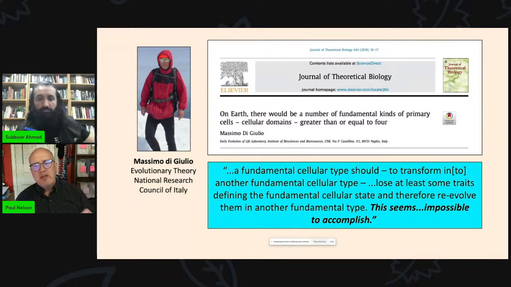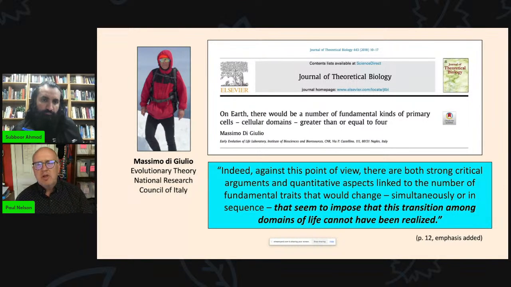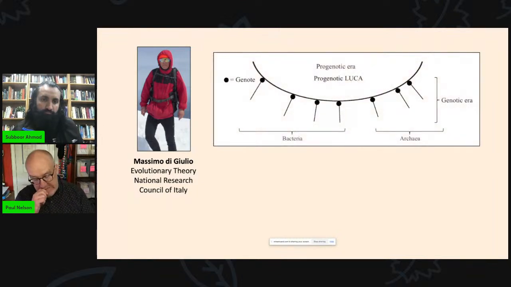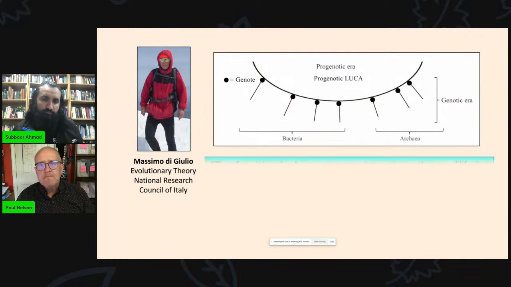And Di Giulio says a transformation of a fundamental cellular type, let's say an archaean to a bacterium, or either of those to a eukaryote, seems impossible to accomplish. Why? Because you would have to change fundamental traits that are tied to the living state for that particular cell type. He says this cannot have been realized. So you can see what he's doing. He's applying a principle of continuity to this early phase in life's history.